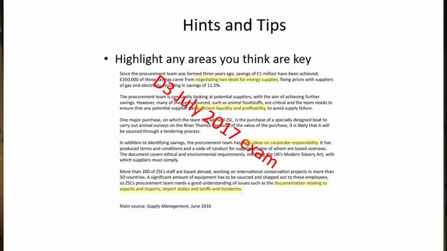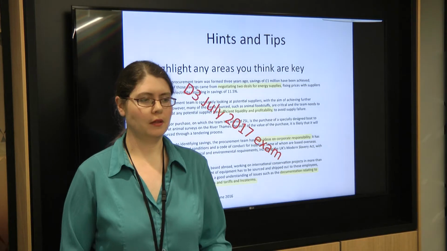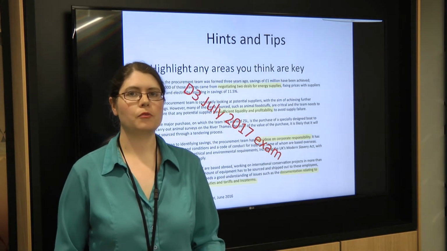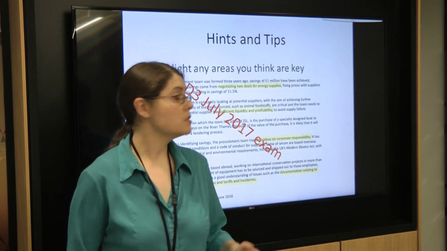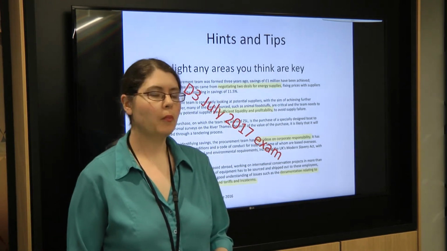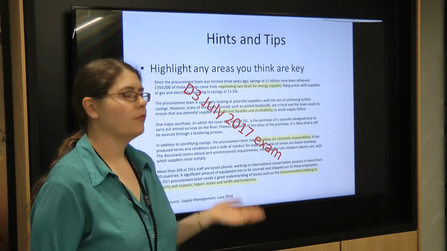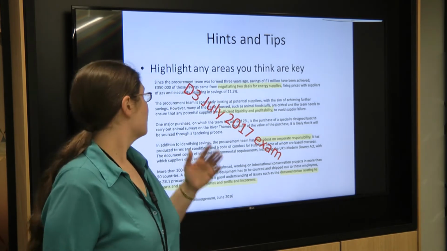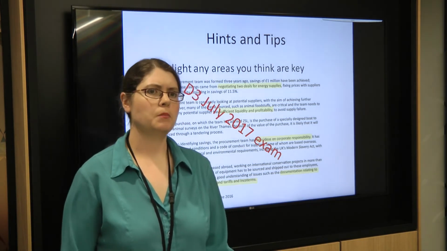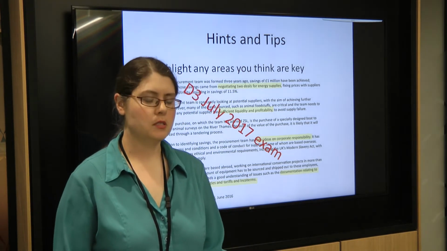So as you're reading through the case study, it's really good to highlight any areas that you think are key. You will see keywords that come through from your learning outcomes. So in the July exam that I've got up on the board, we have things like Incoterms. We've got liquidity and profitability. Those are things that should be jumping out at you from the study that you've done.